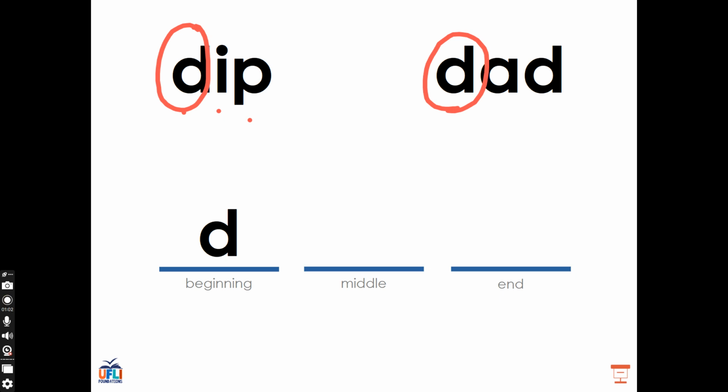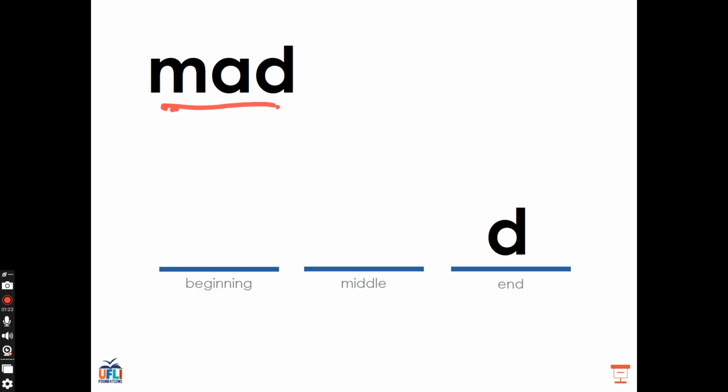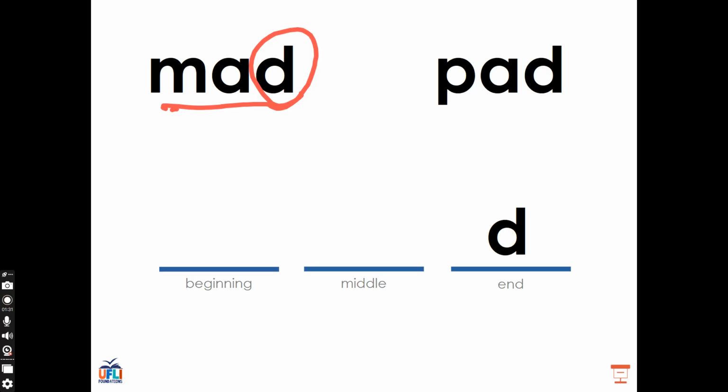But where else do you also see the D? Good, we also see it at the end of the word. Which brings us to our next section, where the consonant D can come at the end of a CVC word. In addition to the word dad, this also happens in the word mad. M-A-D, mad. We see the consonant D at the end of the word, making the sound D. We also see this in the word pad, P-A-D, pad, where the D again is at the end of that word, making the sound D.